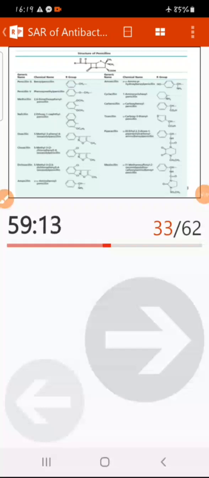Let's see whether these compounds are acid stable or acid sensitive, beta-lactamase sensitive or beta-lactamase stable, with broad or narrow spectrum. Let's see the first one, which is called penicillin G. On penicillin G, there is no electron withdrawing group on the alpha carbon. Therefore, it is acid labile, acid sensitive, not given orally. There is no hydrophilic group on the alpha carbon. Therefore, it is with narrow spectrum.